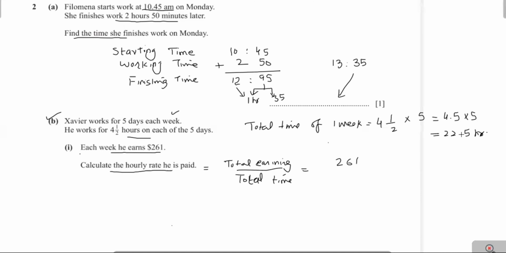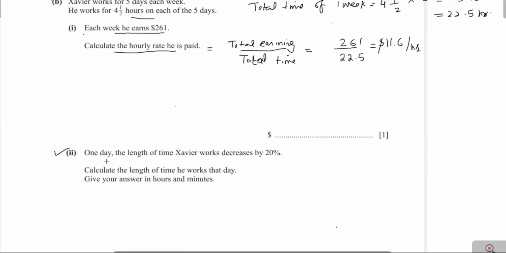Now we divide 261 by 22.5. Now we get $11.6 per hour. This is the hourly rate. Part second, on one day, the length of time Xavier works decreases by 20%. Calculate the length of time he works that day. Give your answer in hours and minutes.